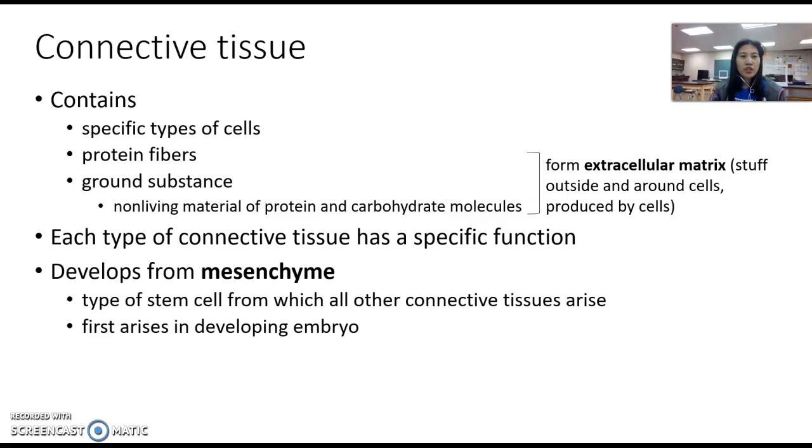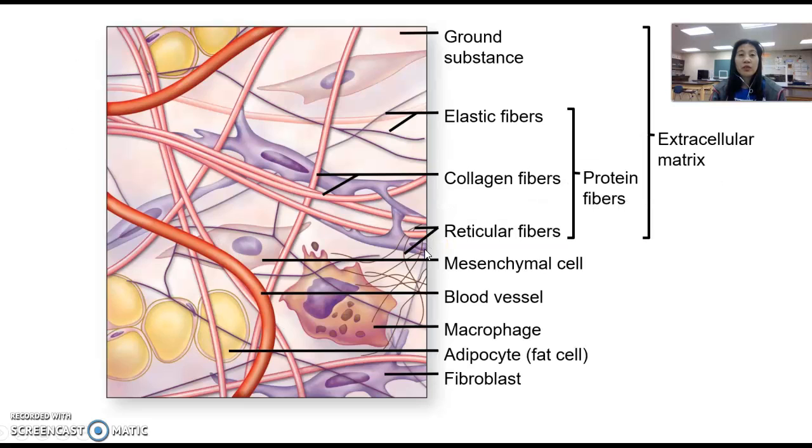What are these functions? It develops from mesenchyme. We say, what are mesenchyme? They are a type of stem cells from which all other connective tissues arise, okay? And they first arise from the developing embryo.